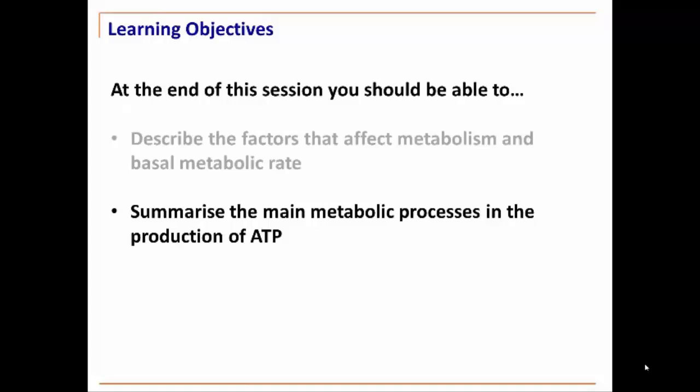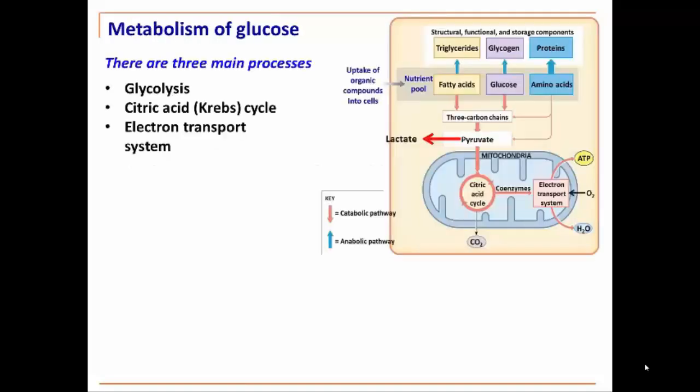So the second part of this is we're going to be covering the main metabolic processes in the production of ATP. So we're really going to be thinking about what's happening in the cytoplasm of the cell to make our ATP, and what's happening in the mitochondria to make our ATP. And it's really only at a very basic level, because you guys don't need to know a greater level than this.